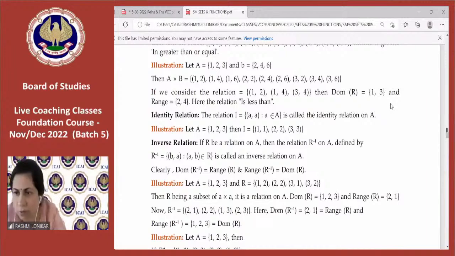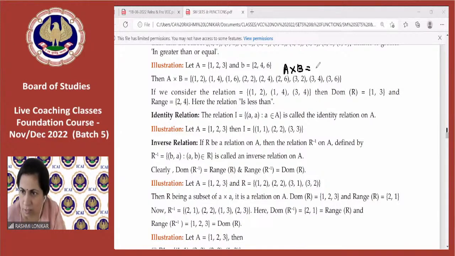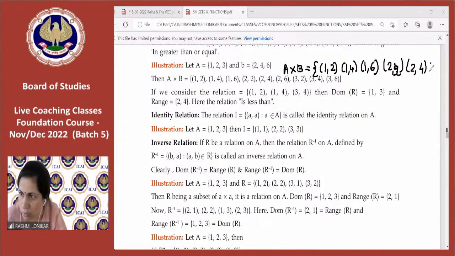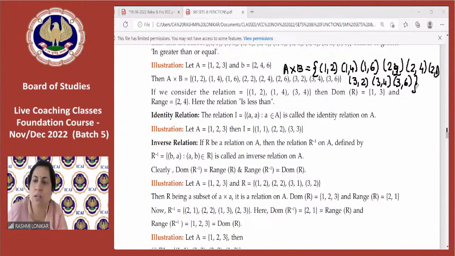This is what I was talking about yesterday when we were talking about A cross B. We've already done that. If A is 1, 2, 3 and B is 2, 4, 6, then A cross B is equal to 1,2; 1,4; 1,6. Then I will start with 2: 2,2; 2,4; 2,6. And then I will have 3,2; 3,4 and 3,6. So A cross B will be this much.